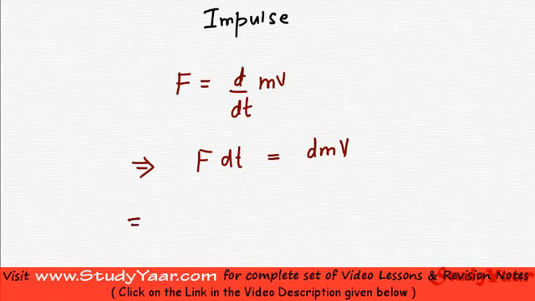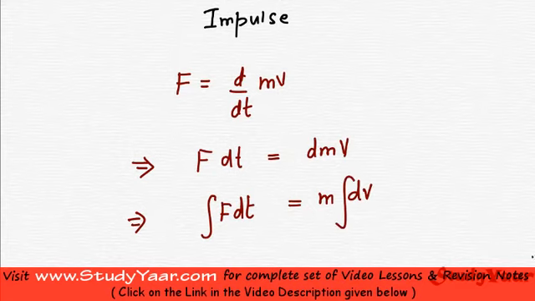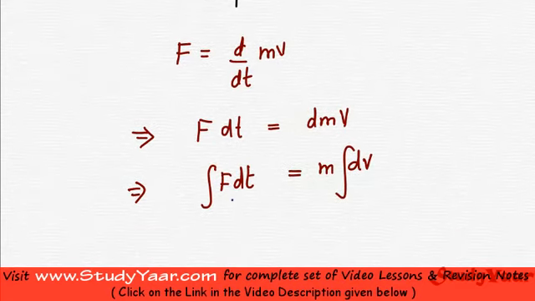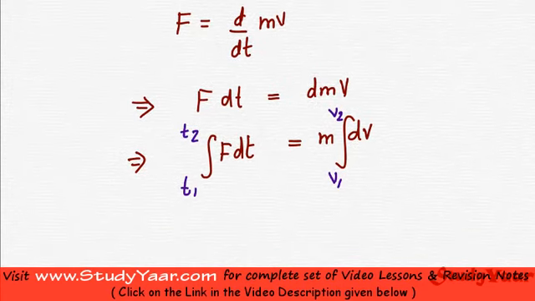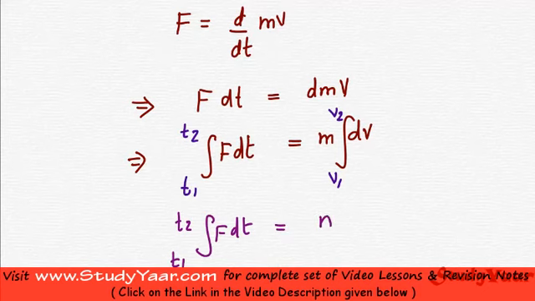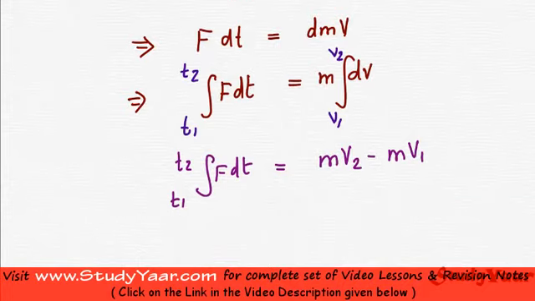If I integrate this, F dt is equal to m dv. Let's take a look at the limits. At t equal to t1, let's suppose my velocity is v1. At t equal to t2, let's suppose my velocity is v2. Then what I get is the integral of F dt from t1 to t2 is equal to mv2 minus mv1.